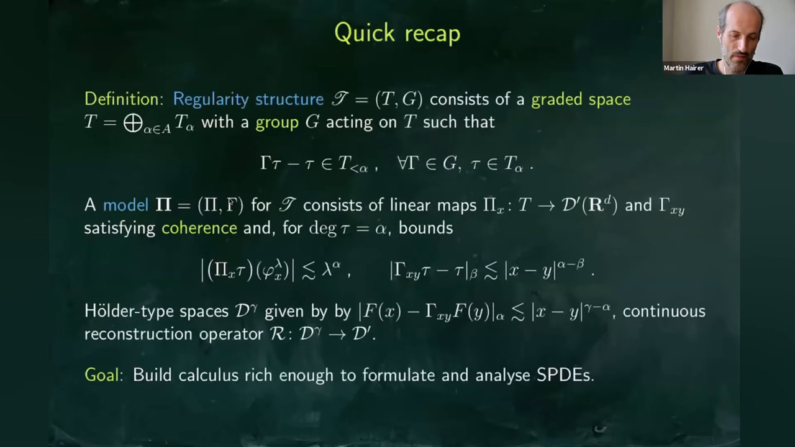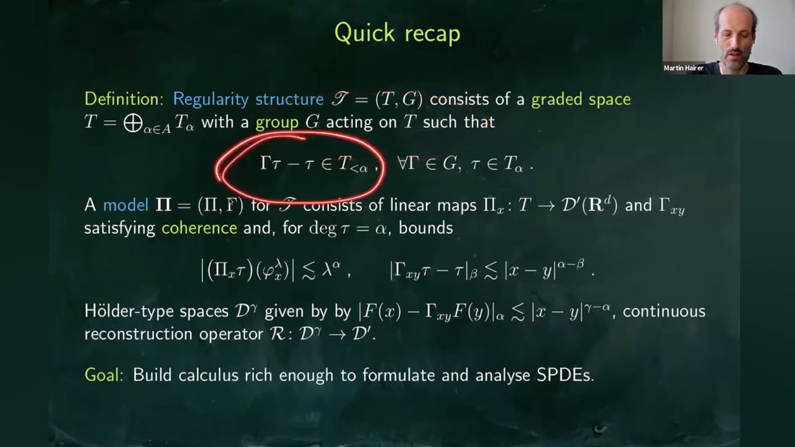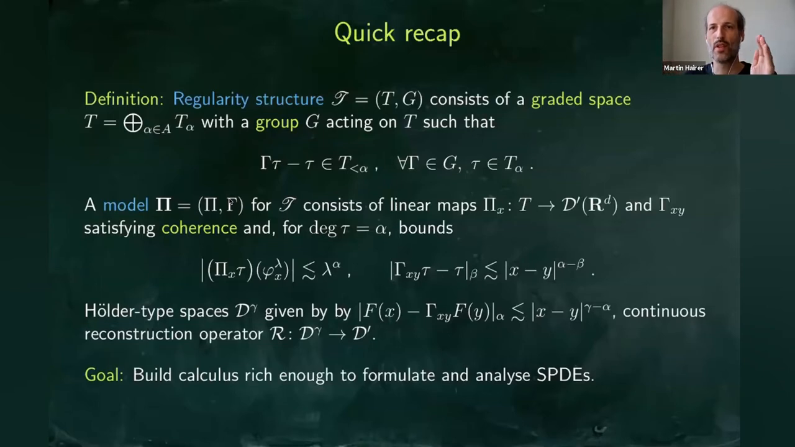Right, so let me just first quickly recap what we saw yesterday. We saw the definition of a regularity structure, which is basically just a graded vector space, and you should think of this as being some generalization of the space of abstract polynomials, together with a group that acts on it in such a way that it has this property: if it acts on a homogeneous element of some degree, then it's the identity plus terms of lower degree.